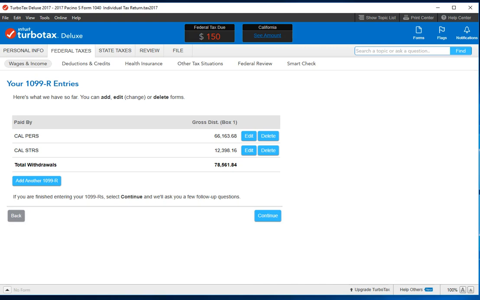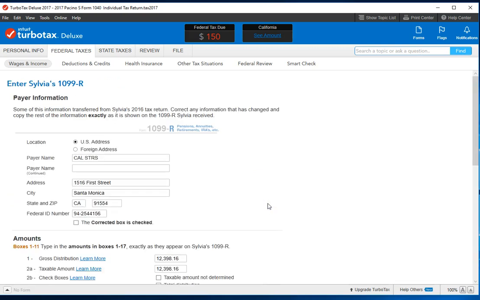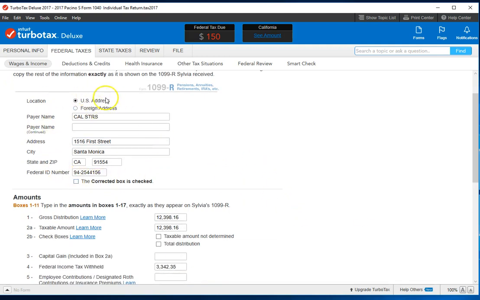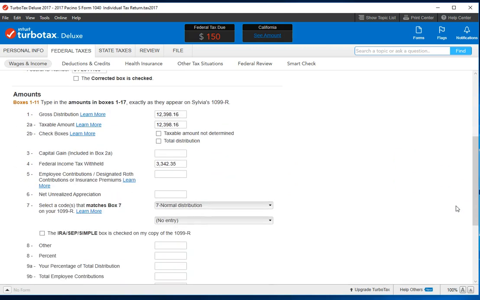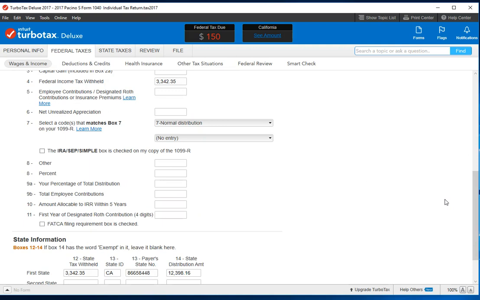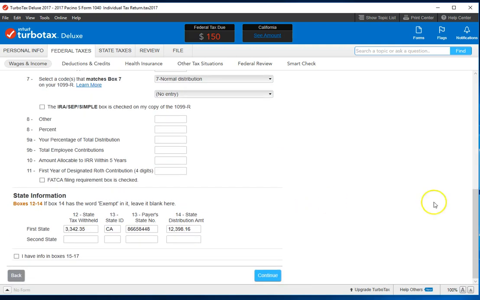Then let's take a look at Sylvia. This is a 1099-R from CalSTRS. CalSTRS is the state California teachers retirement system. Put in the CalSTRS information, the gross distribution, taxable income, and the federal income tax. Once again, we're going to use code 7, normal distribution. And then the state tax information.